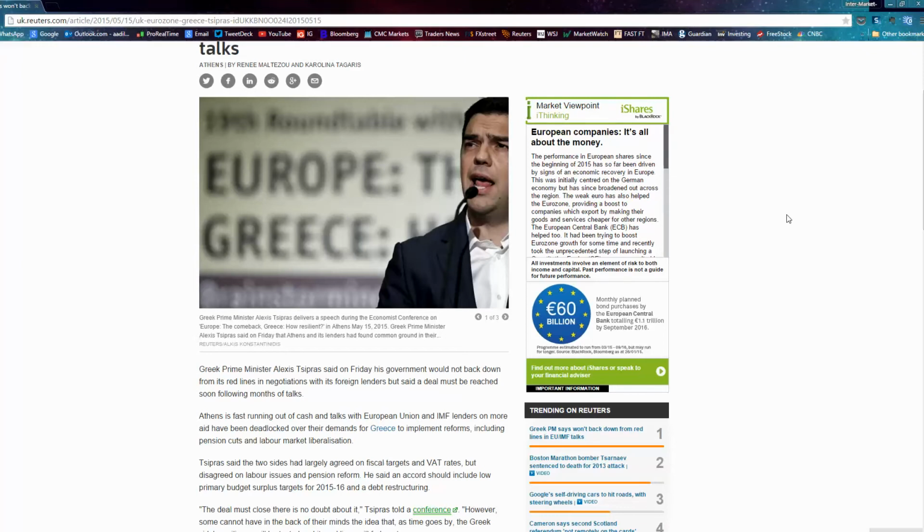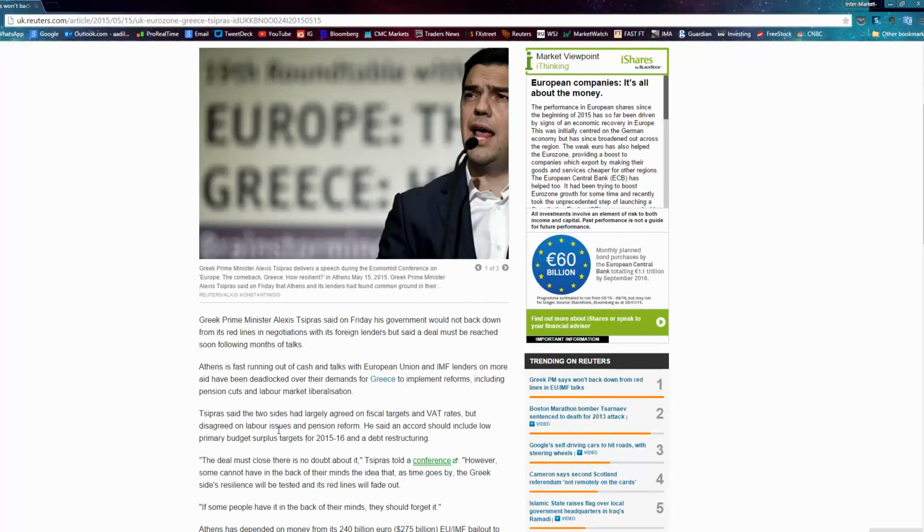Athens is fast running out of cash, and talks with European IMF lenders on more aid have been deadlocked over their demands for Greece to implement reforms, including pension reform. Tsipras said the two sides had largely agreed on fiscal targets and VAT rates, but disagreed on labour issues and pension reform.